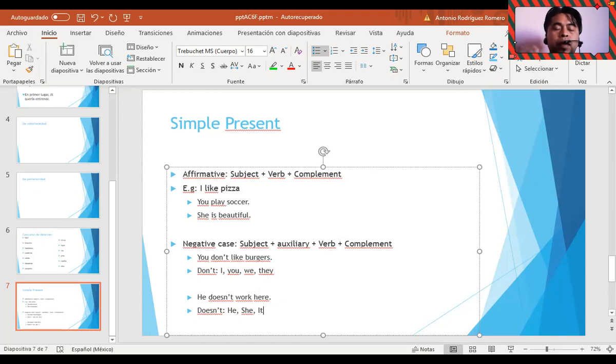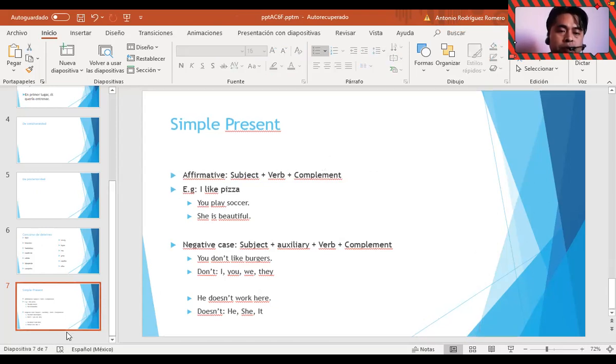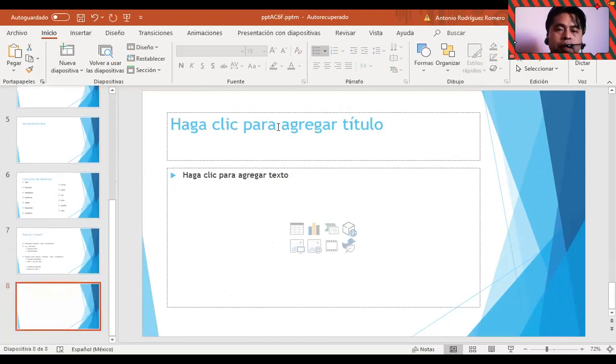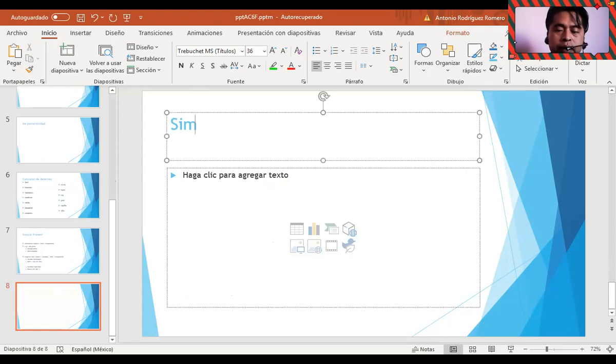And if you remember, we have already talked about third person in singular. So I think you're not going to have any trouble. Okay. Then this is not the only stuff we need to know about the simple present. We're missing the way to make questions. Okay. So let's add one more slide. Let's recall this is simple present.